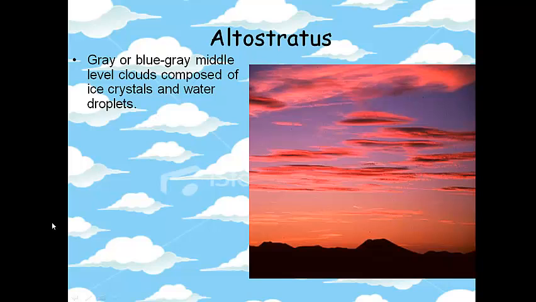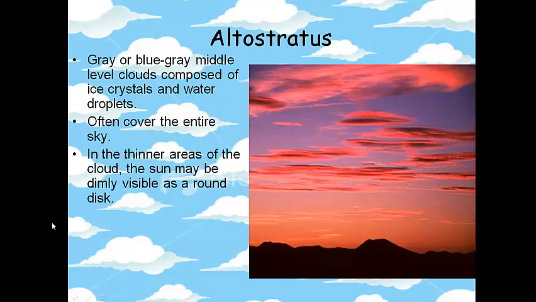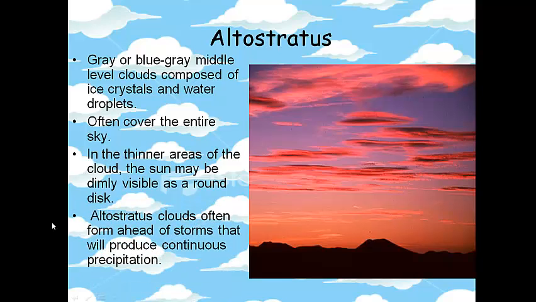Altostratus clouds are gray or blue, middle-level clouds made of ice crystals and water droplets. They often cover an entire sky. In the inner areas of the cloud, the sun may be dimly visible as a round disk. Altostratus clouds often form ahead of storms that will produce continuous precipitation.